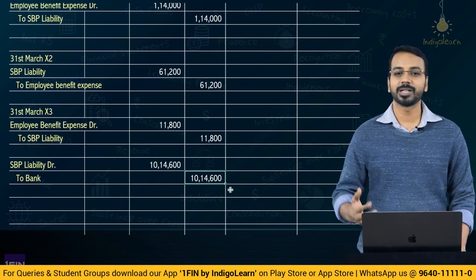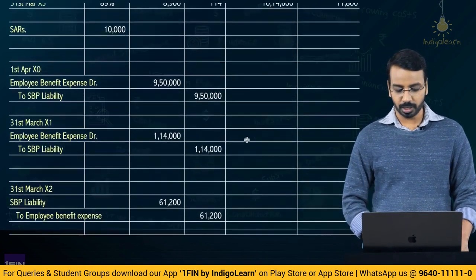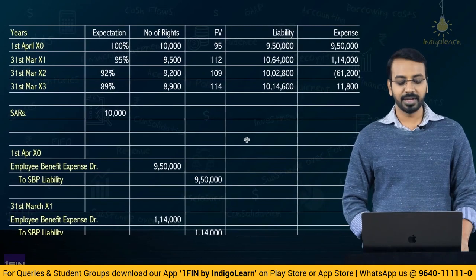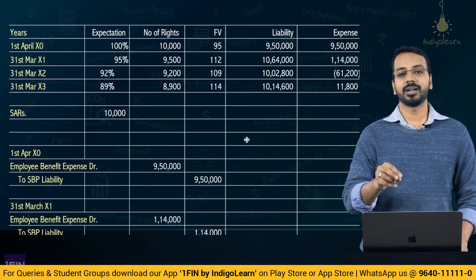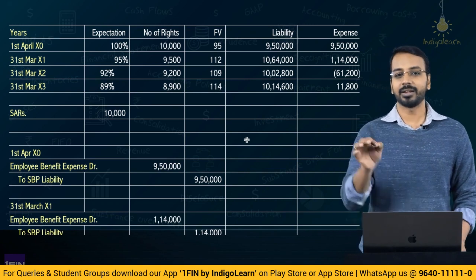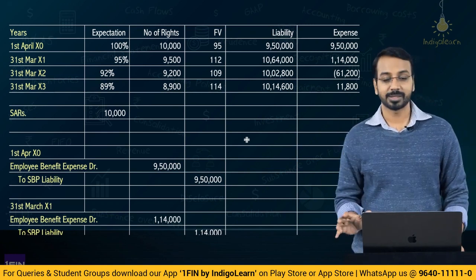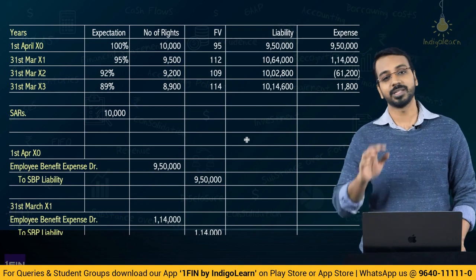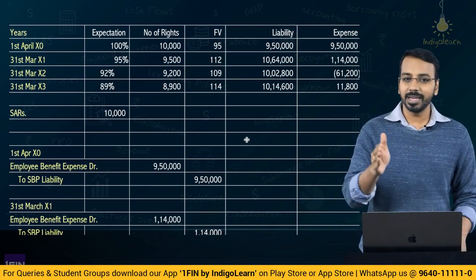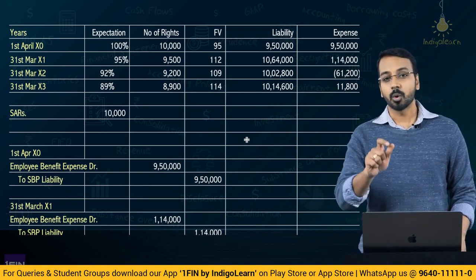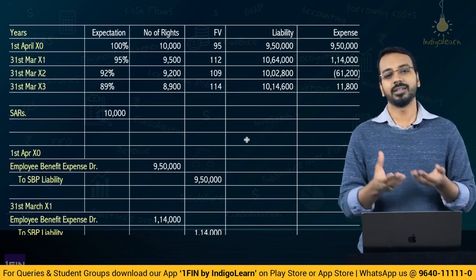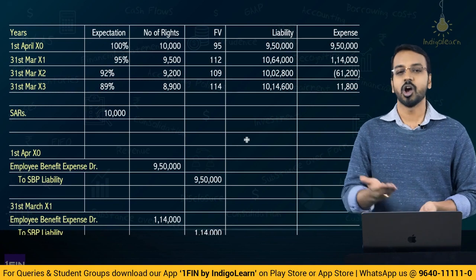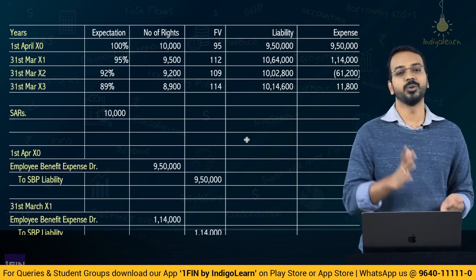What you should be bothered about is how to calculate the amount, and no confusion even in calculation of amount. Very straightforward. Because the share appreciation rights have already vested, on the date of vesting you will recognize the entire expense based on the fair value of the share appreciation rights. And at the end of each reporting period, you will see what is the change in liability. And based on the change in liability, you will either increase the liability and increase the expense, or reduce the liability and reduce the expense.